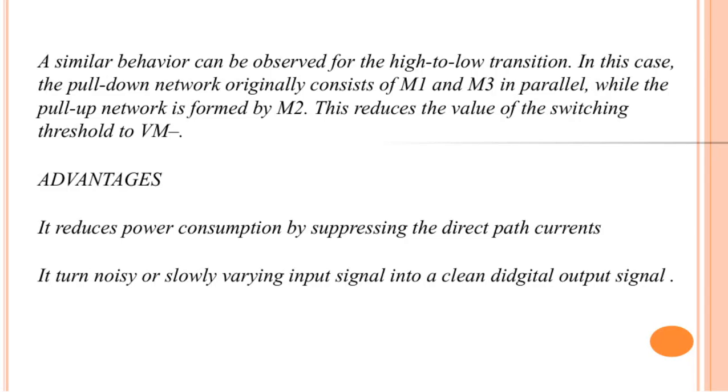Here, we're looking at the high-to-low transition in the circuit. Initially, the pull-down network includes transistors M1 and M3 working in parallel, while the pull-up network consists of transistor M2 alone. This configuration lowers the switching threshold voltage to Vm, which is crucial for the circuit's behavior. One of the main advantages of this setup is its ability to reduce power consumption. It does this by suppressing direct path currents, which are currents that flow directly from the supply to ground and waste energy unnecessarily.